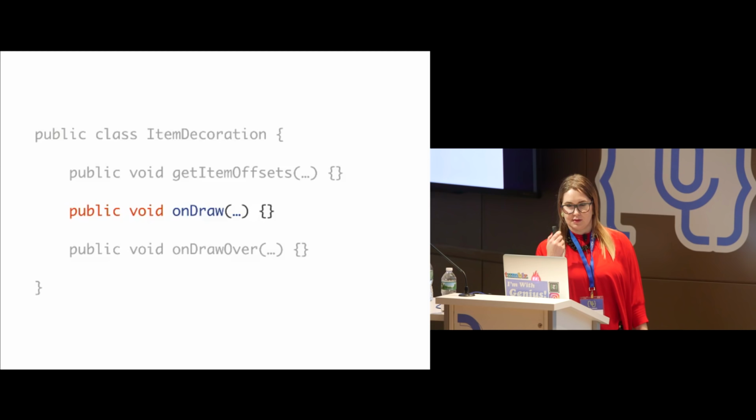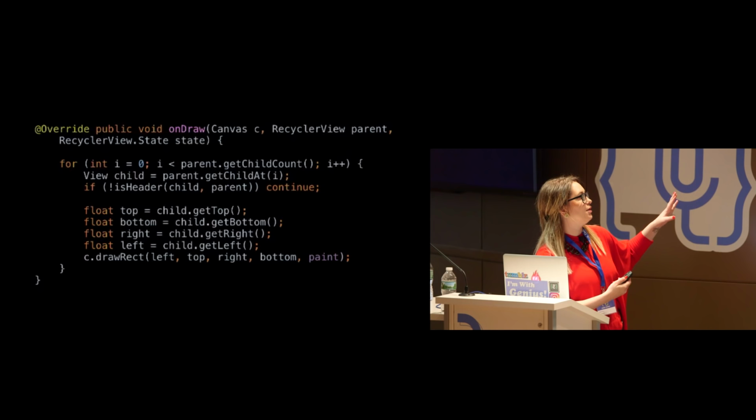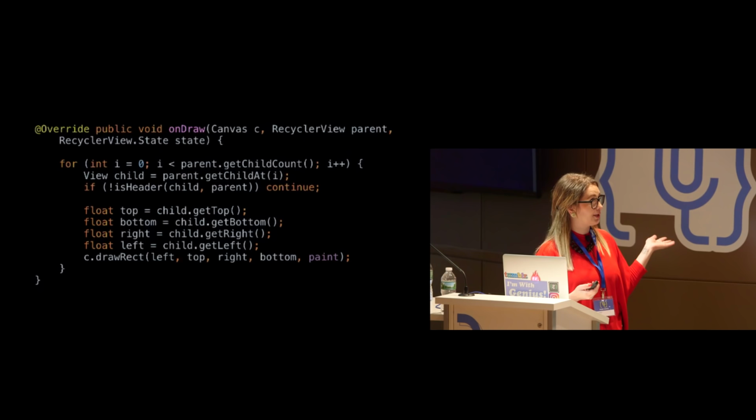So in onDraw, we're going to do something very simple like this. This is a common pattern in onDraw if you haven't seen it before. You're going to ask the recycler view, how many visible children do you have, and then iterate through them. And for each child, if it's a type you care about, do something. In this case, we're asking it for its bounds, and then we're drawing a rectangle behind it.